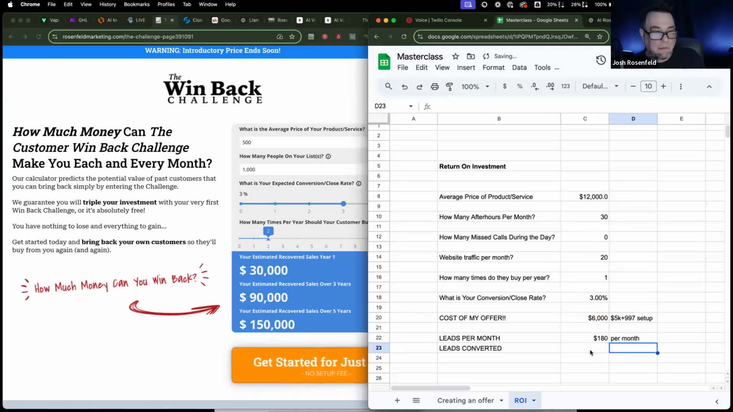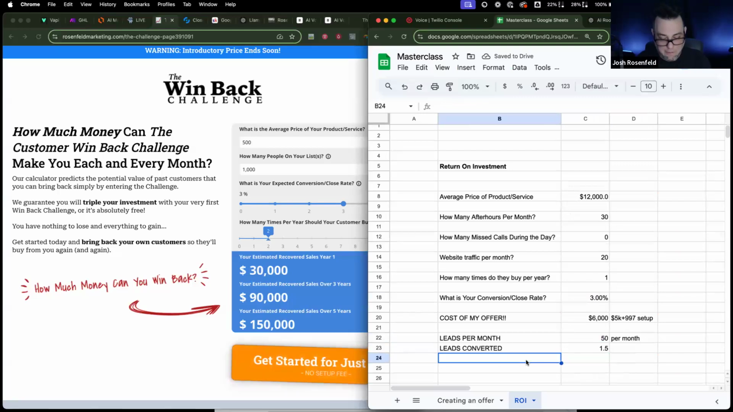Okay, so that's 180. That's not accurate. Sorry, guys, I did this wrong. Okay, equals sum. I want to do 50 leads times 3%. So that's 1.5 leads per month it's going to convert.